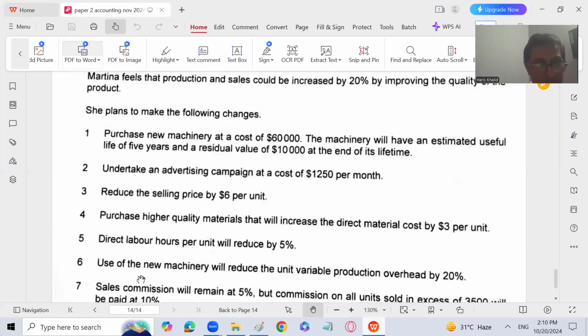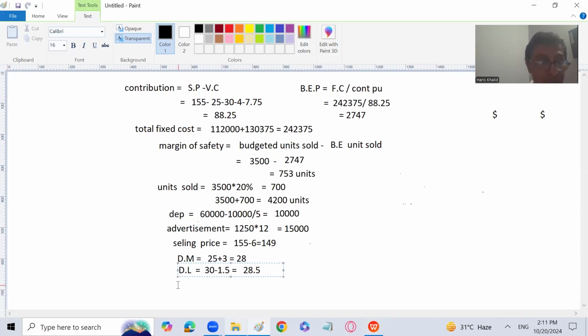Next, use of the new machinery will reduce the unit variable production overhead by 20%. Because of the new machinery, the variable production overheads will decrease by 20%.